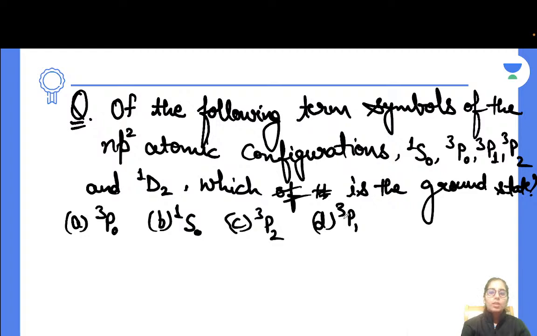So what we have to do next is consider the lowest J value, which will have the lowest energy, so it will be 3p0, which will be your right answer.